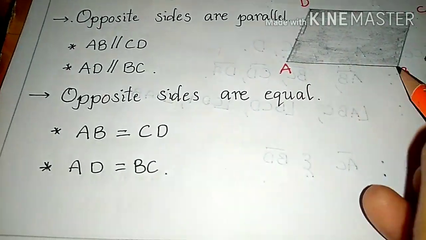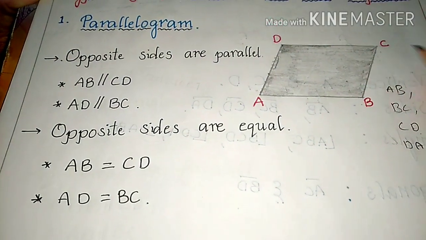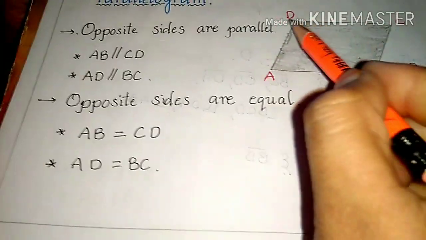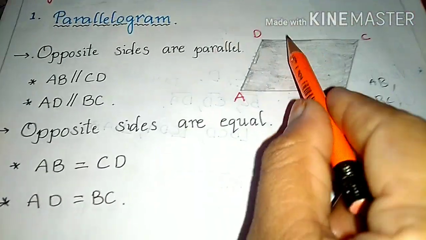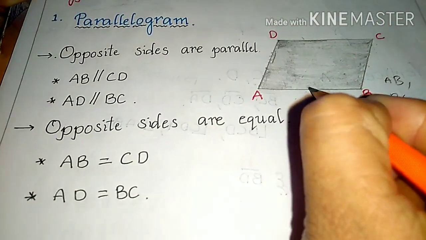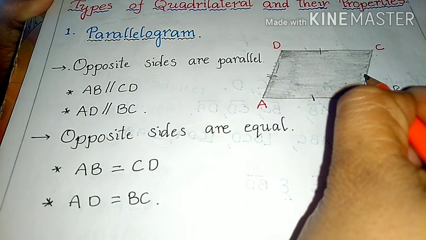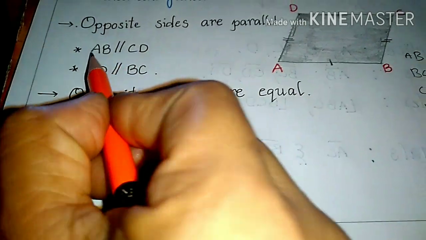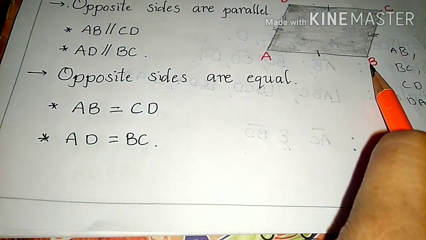You have to take AB bar and CD bar. To show they are parallel, prolong or produce the line segments. There is no need for them to connect anywhere, only produce the line segments. So AB's opposite side is CD and AD's opposite side is BC. So opposite sides are parallel: AB parallel to CD and AD parallel to BC.